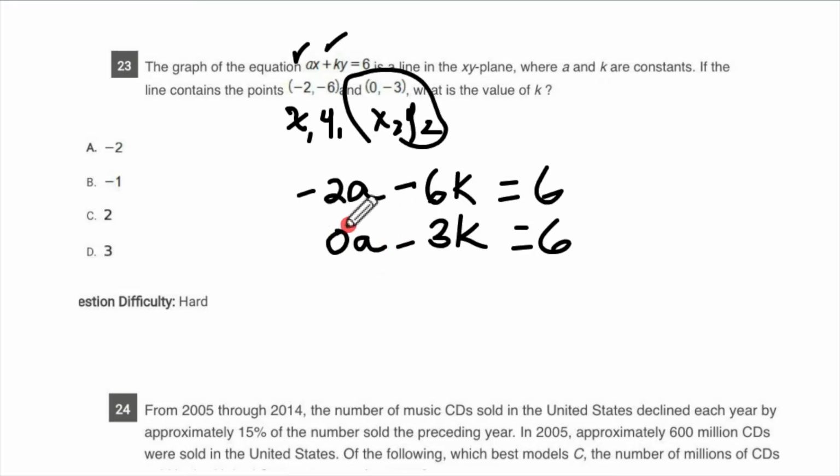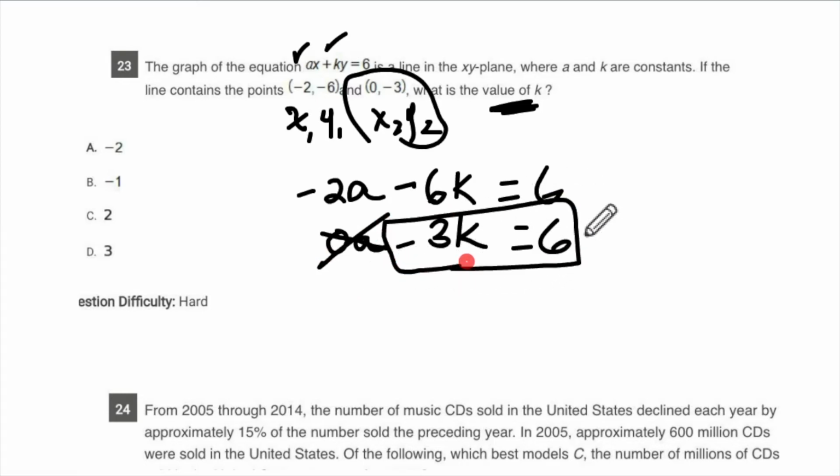If this was not a 0, we would have to multiply maybe by -2 and eliminate the k's. But they're asking what's the value of the k, so we don't necessarily want to eliminate the k. We want to solve for the k. But if you'll notice here that this is actually gone because it's 0a, and we can solve this equation right here for k, and we're going to get k equals -2.